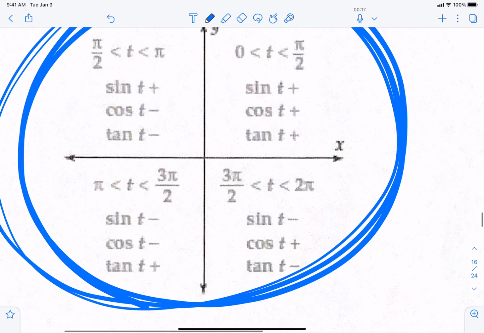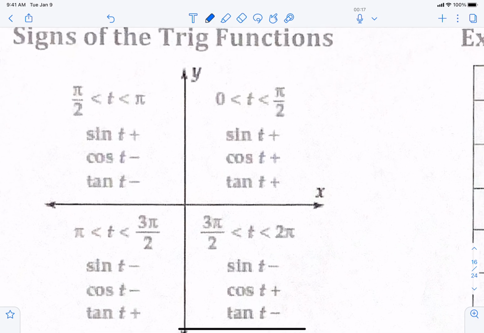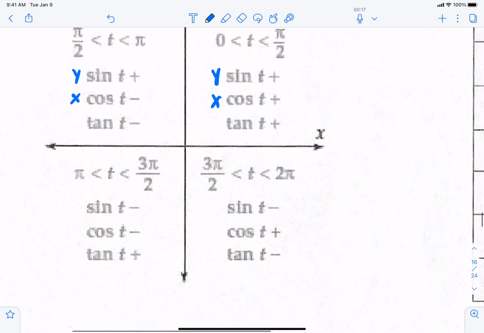Okay, so keeping in mind that cosine is the x coordinate and sine is the y coordinate, take a look at this little box that you have on your note sheet. Have these side by side. Sine is the y coordinate, cosine is the x coordinate. Taking a look at this box on the second page of your notes, okay?